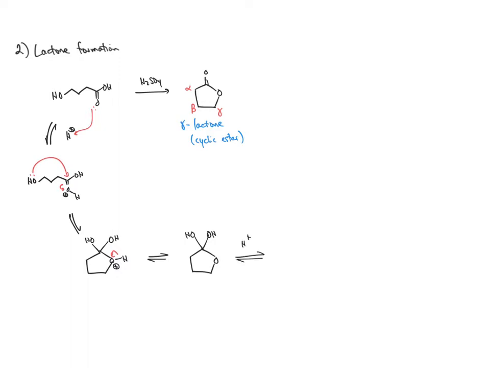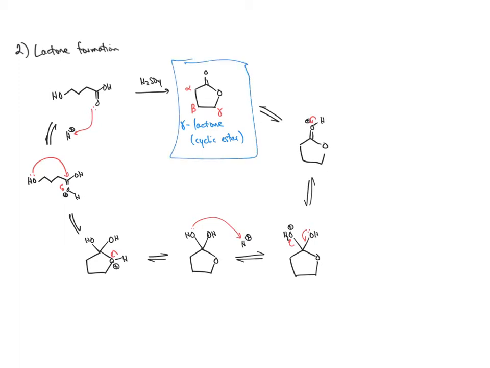And then we need to reprotonate the alcohol so that it can form a better leaving group. And then we can take the lone pairs on oxygen, move them down. Water leaves as a leaving group to give us the protonated ester. And then finally, deprotonation to give us the final product, which is your gamma lactone, your cyclic ester.